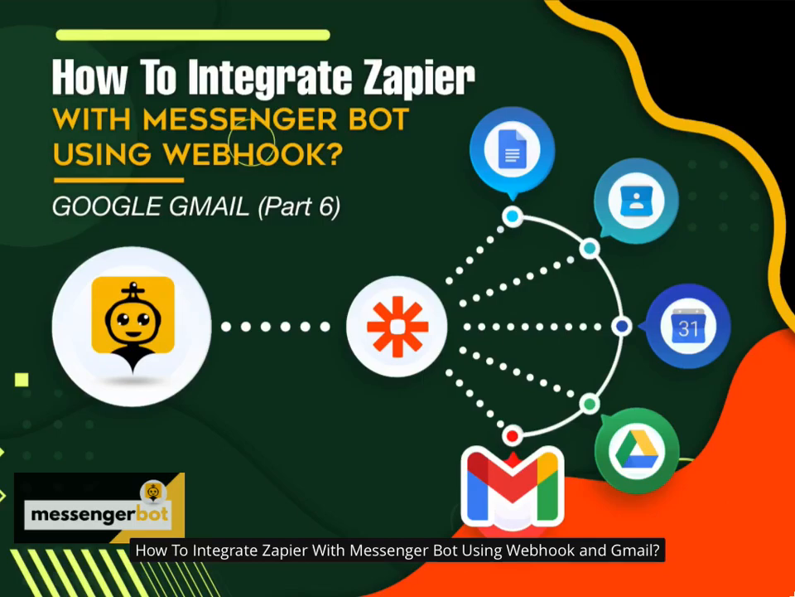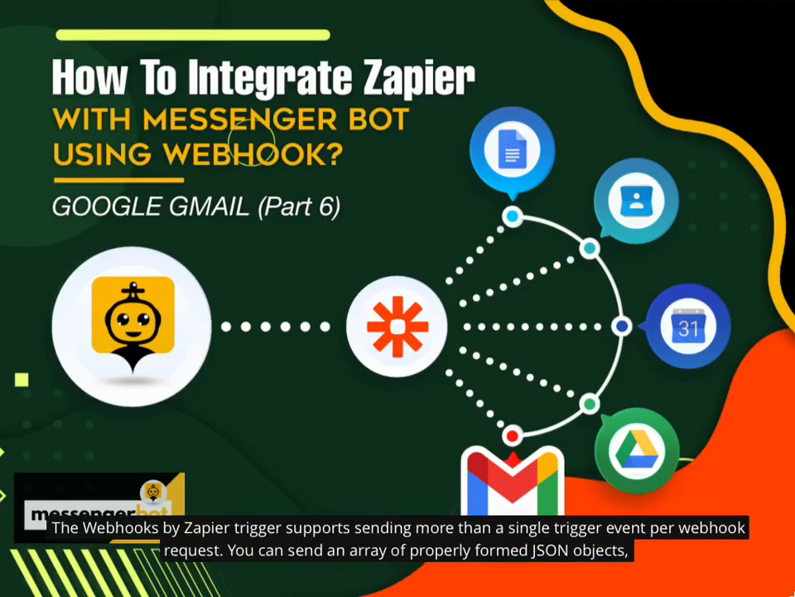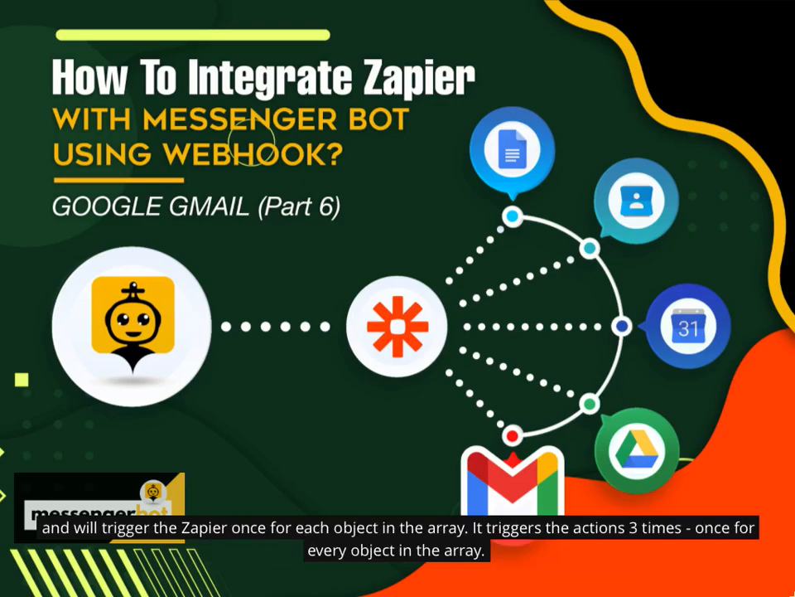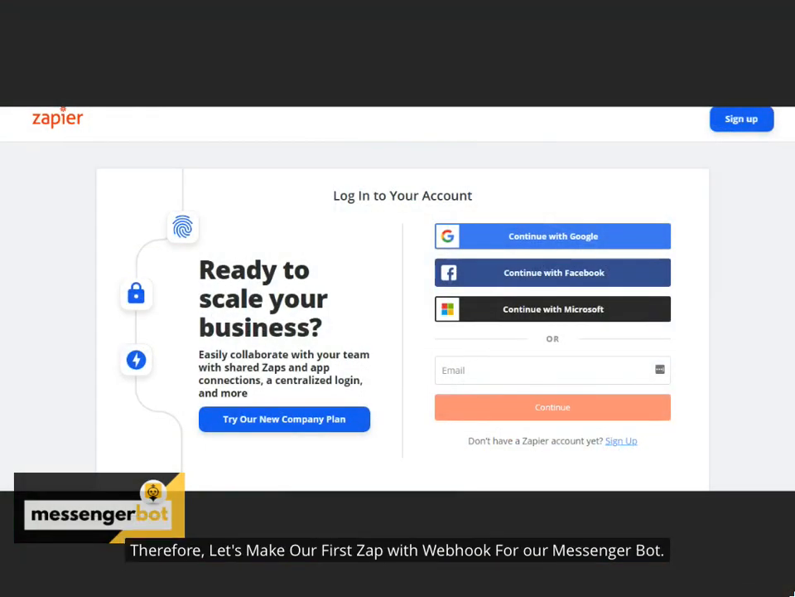How to integrate Zapier with Messenger bot using Webhook and Gmail. The Webhook by Zapier trigger supports sending more than a single trigger event per webhook request. You can send an array of properly formed JSON objects, and will trigger the Zapier once for each object in the array. It triggers the actions 3 times, once for every object in the array. Therefore, let's make our first Zapier with Webhook for our Messenger bot.